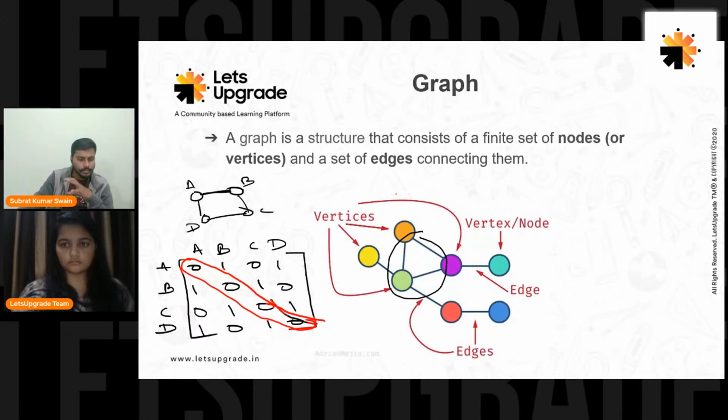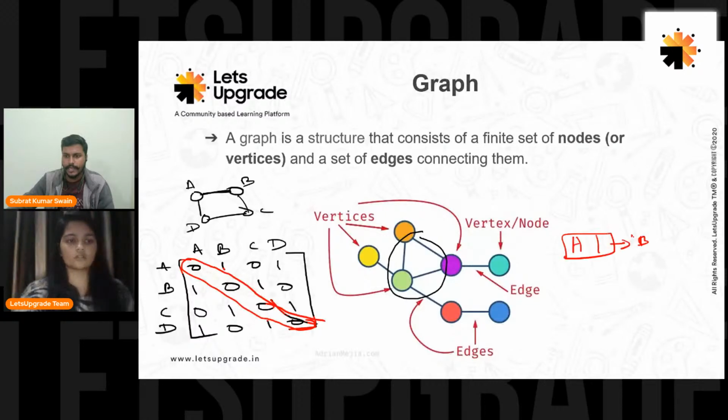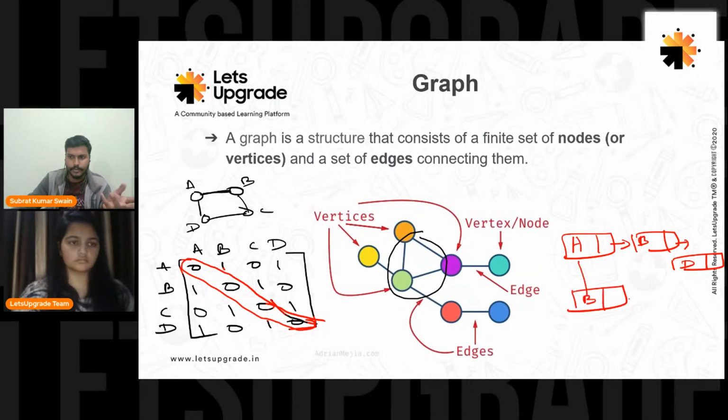That's all. And for the adjacency list, basically using a linked list we represent this graph. If we have this node A, it would contain all the adjacent nodes. What are the adjacent nodes here? B and D are adjacent to A. Then we can have another entry for B. What are the adjacent nodes of B? A and C. In this way you can also represent it.